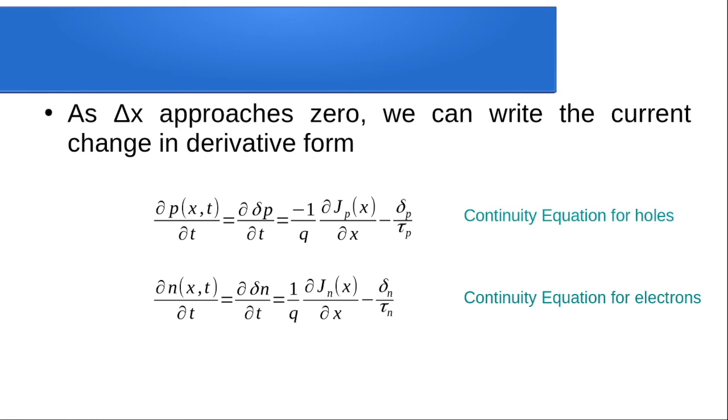This is the continuity equation for holes, and we are mapping it to the continuity equation for electrons. The only difference is that wherever there is a p, you substitute it with n, and the negative sign is lost because the charge of an electron is negative, so the negatives cancel. So we have dou by dou t of n of x and t is equal to 1 by q dou Jn of x by dou x minus delta n by tau n. This is the continuity equation, and it is relevant to our discussion about current in a semiconductor.